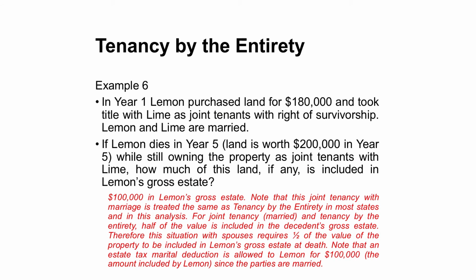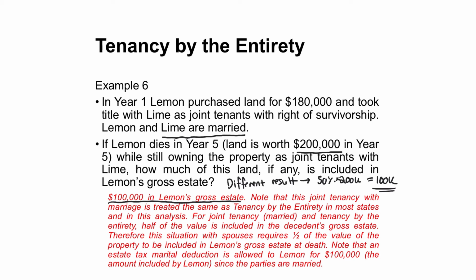Example 6, what if Lemon purchases the land for $108,000, and Lemon and Lime are married? They're both joint tenants with right of survivorship. Lemon dies in year 5. What happens now? Well, we saw earlier when you had joint tenants, the full amount was included. When you're married, we have a different result. We take 50%, because you have spouse and spouse. 50% of the value, the $200,000, equals $100,000, that's included in Lemon's gross estate.